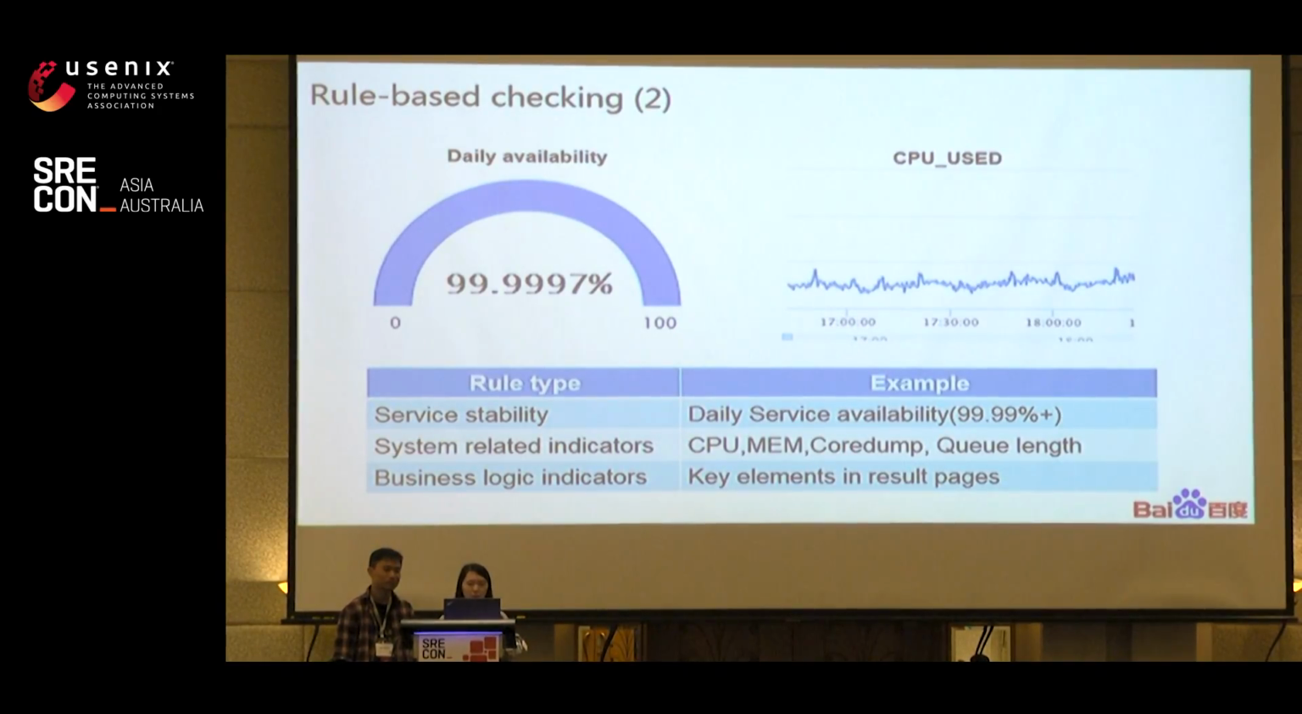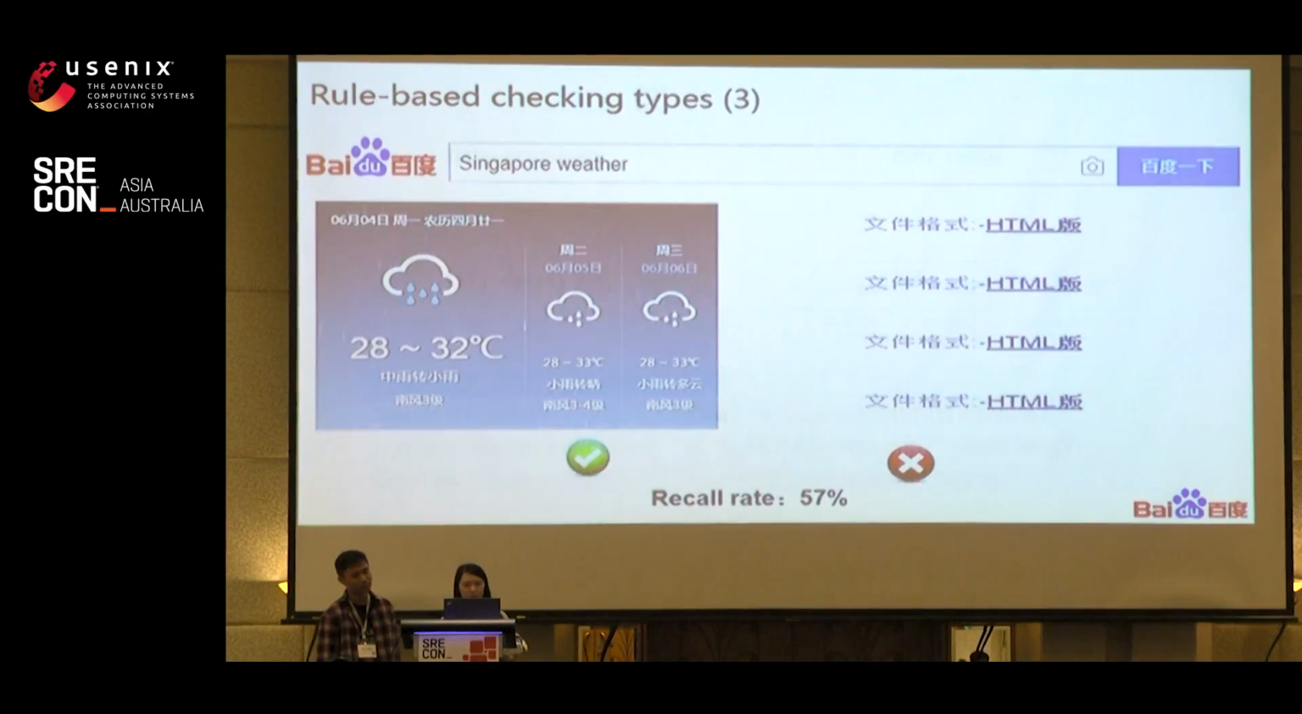There are 3 types of checking. First, availability indicators, such as the daily availability. Second, system-related indicators, such as CPU used, memory free, call dump, or queue length. Third, business logic indicators, such as the key elements of the result page.